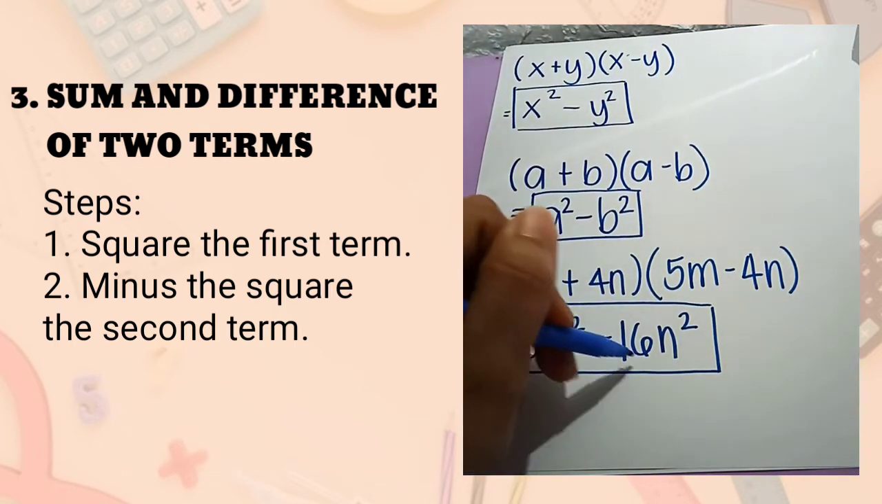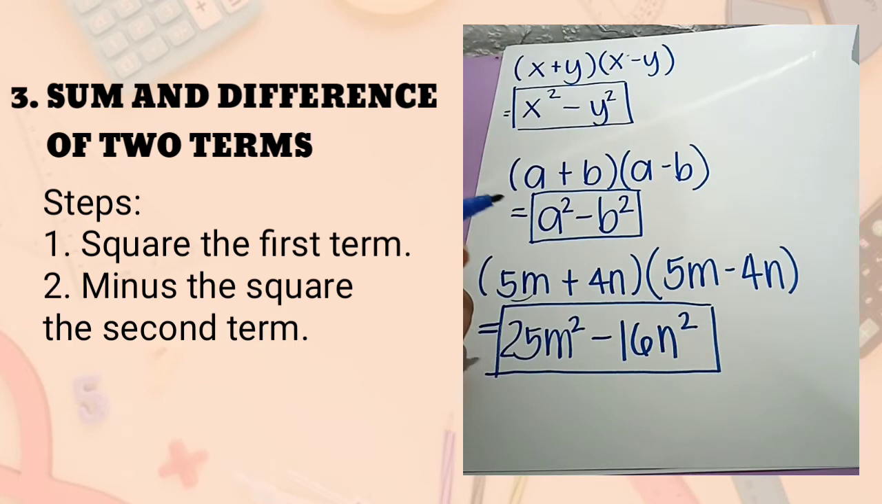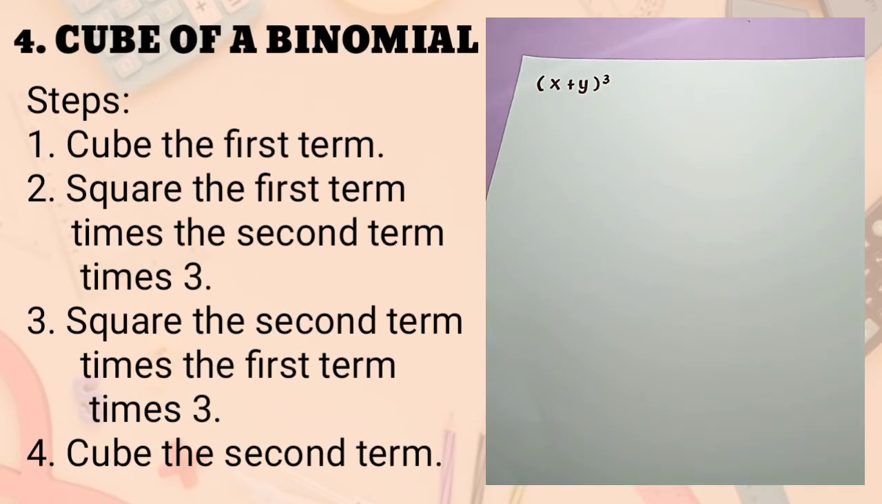25m squared minus 16n squared. Okay, so let's proceed to the fourth special product, which is called the cube of a binomial.